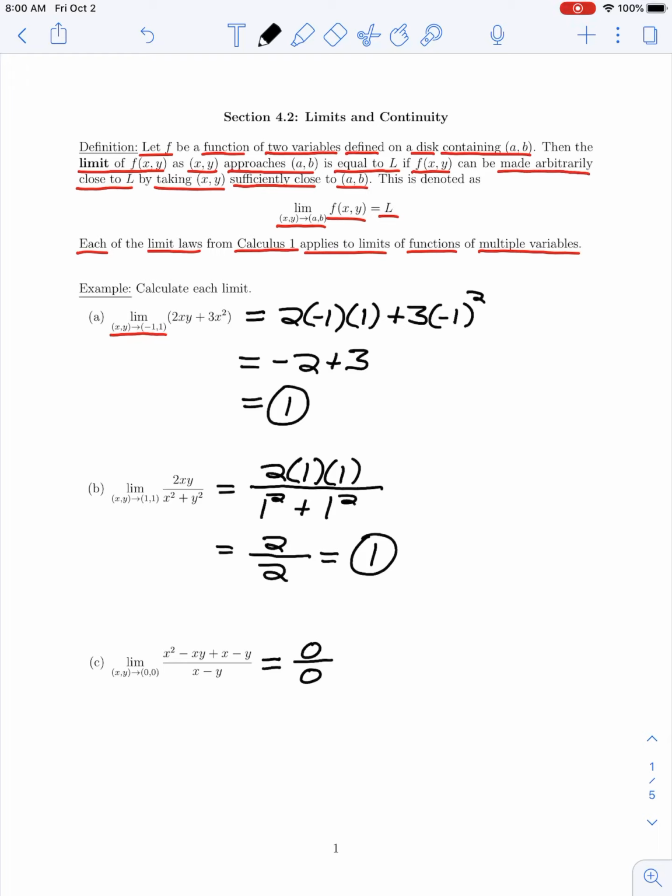So if we can't use L'Hopital's rule, let's think about how else we handled these limits of indeterminate form in Calculus 1. The first way that we saw to handle these indeterminate limits was to try factoring our numerator and denominator and see if any terms will cancel. So as we did with our limits in Calculus 1, let's see if we can factor this function.